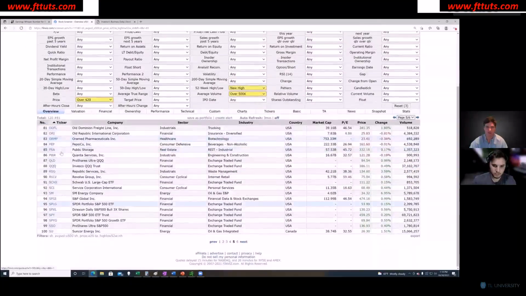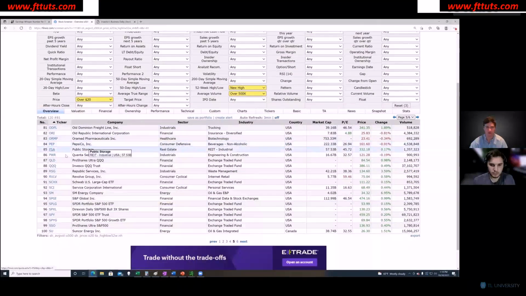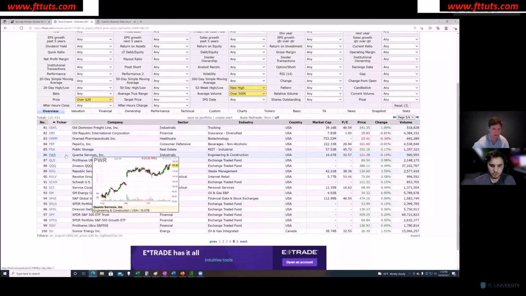So that's like literally how I'm going through these. PWR was one that I pulled on the gap up list a couple weeks back. Was never able to get it going. But just kind of reiterates to me, hey, this isn't done.